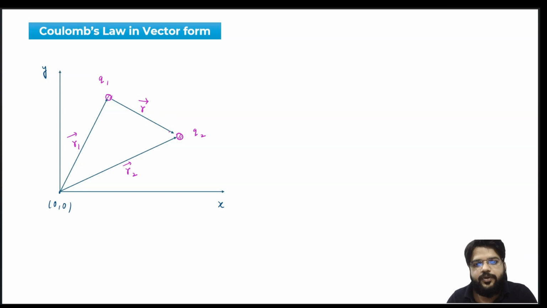So between Q1 and Q2 we have a repulsive force. So the direction of force on this Q2 charge due to Q1 can be written as F21. This is F21, everyone. And this is the direction of F12, the force on the first charge due to the second.